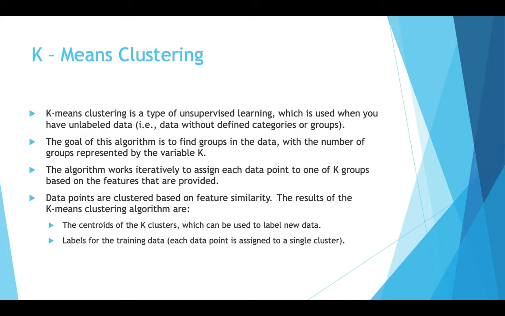The algorithm works iteratively to assign each data point to one of the k groups based on the features that are provided. Data points are clustered based on feature similarity. The results of the k-means clustering algorithm are centroids of the k clusters and labels for the training data. Typically, the k-means clustering algorithm is used to find groups which have not been explicitly labeled in the data. This can be used to confirm business assumptions about what type of groups exist or to identify unknown groups in the datasets. Once the algorithm has been run and the groups are defined, any new data can be easily assigned to the correct group.